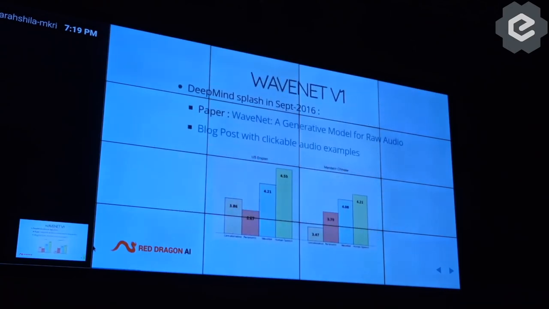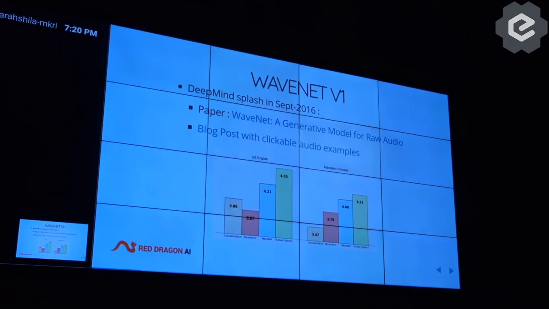So WaveNet version 1 came from Google DeepMind. Google acquired DeepMind a while ago, and this is one concrete product which came out of it. In the splash blog post they had, they announced the paper, and it also has some nice clickable audio examples. In this presentation, I'll put links up in the meetup. You can click on these to get to the web page.